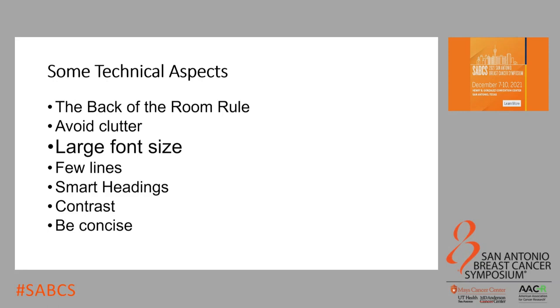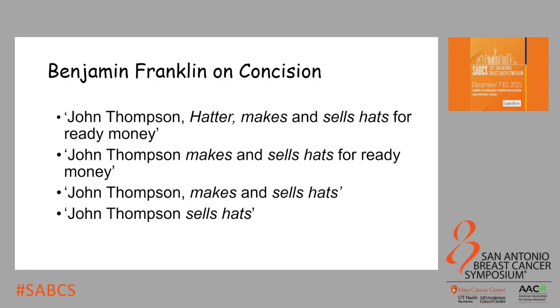Next slide, please. Now, I think the best description about concision comes from Benjamin Franklin. And even though this is an example from 250 years ago, I think it's still appropriate. Benjamin Franklin was talking about a man named John Thompson, who decided he wanted to put some storefront advertising out in front of his store. So he originally thought about making a sign that said, John Thompson, hatter, makes and sells hats for ready money. And he said, well, I can be more concise than that. And he said, John Thompson makes and sells hats for ready money.